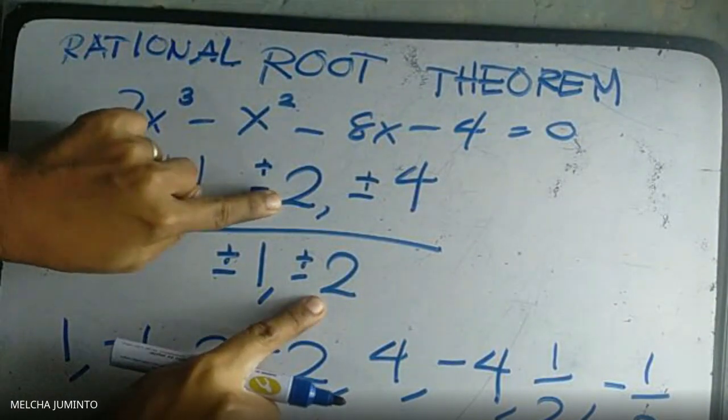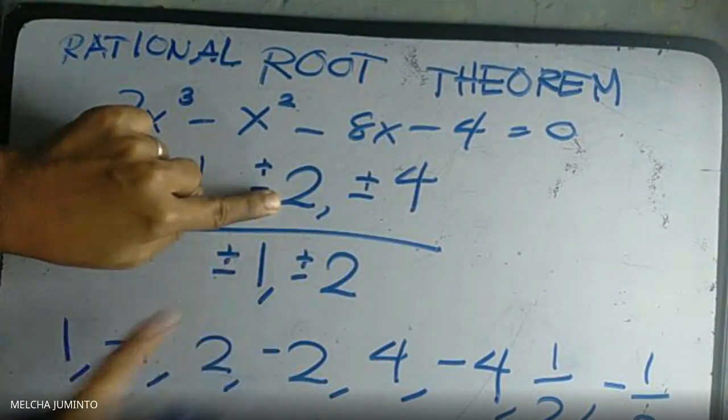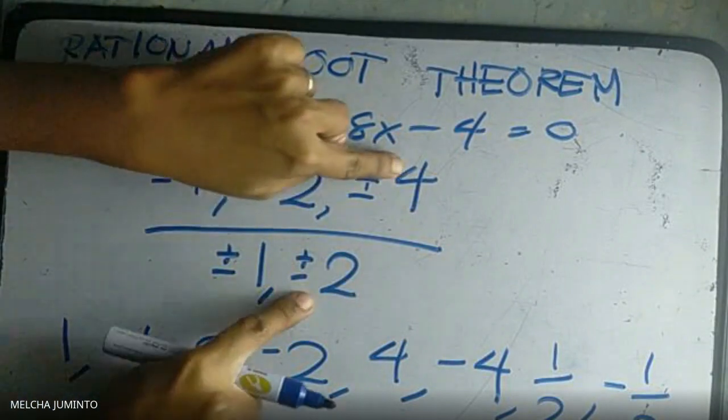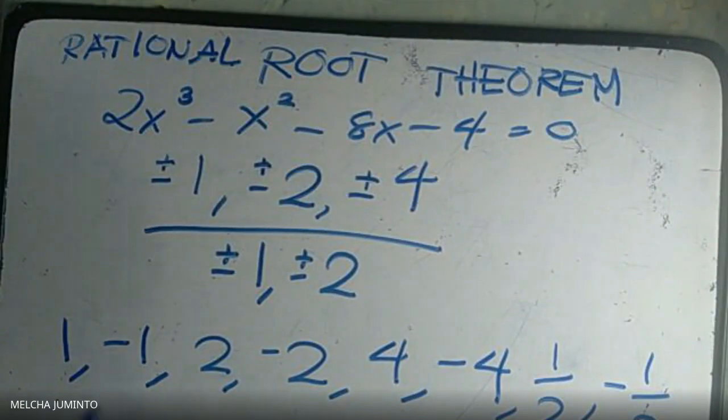Next, 2 over 2. 2 over 2 is still 1, so we don't need to repeat that because we already listed 1. 4 over 2 is 2, which is already here, so no need to repeat that. Therefore, we have here 1, 2, 3, 4, 5, 6, 7, 8. So these 8 are the possible roots.